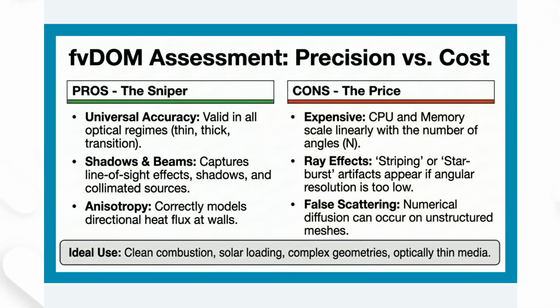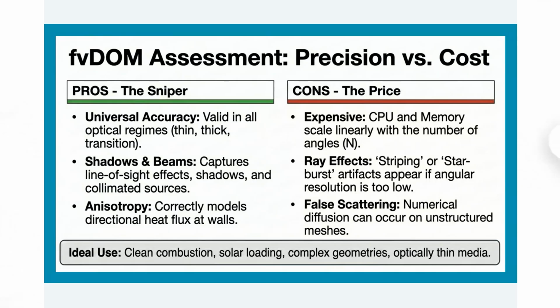There is also a unique risk called ray effects. If you don't use enough angles, which is low resolution, the simulation can actually produce artificial striping or starburst patterns, so to speak, radiating from a particular heat source. Additionally, on unstructured meshes, we need to watch for false scattering, a numerical error where mesh orientation artificially diffuses the beam.